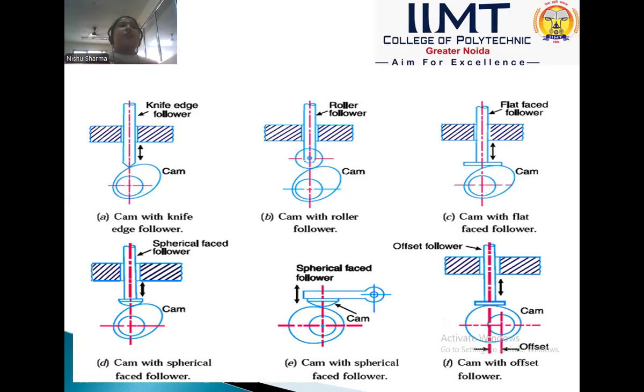Therefore, the rate of wear is greatly reduced because there is a large surface area. So the wear is reduced because we have also discussed that the wear is inversely proportional to the area.